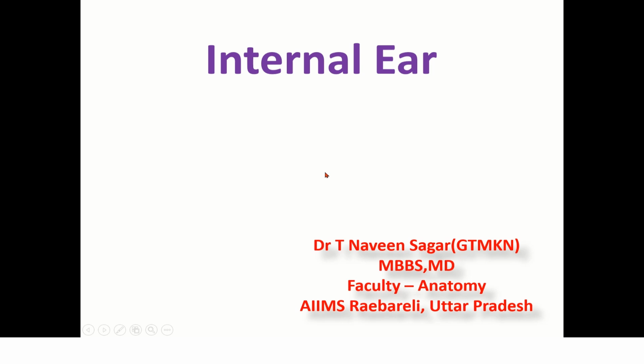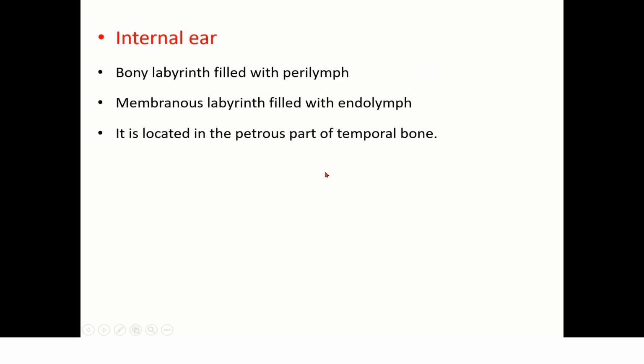So in this session, we'll deal with the anatomy of the internal ear or the inner ear. The internal ear has a bony labyrinth which is filled with perilymph, and there is a membranous labyrinth within the bony labyrinth which is filled with the endolymph. It is located in the petrous part of the temporal bone.